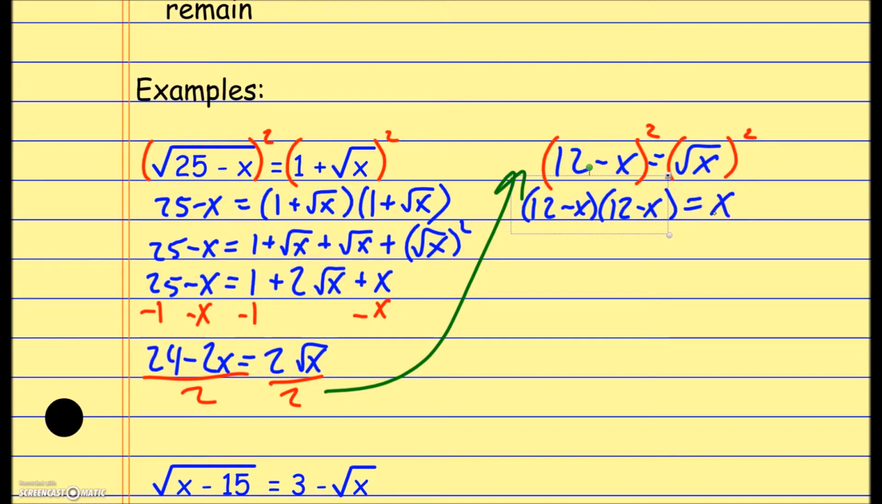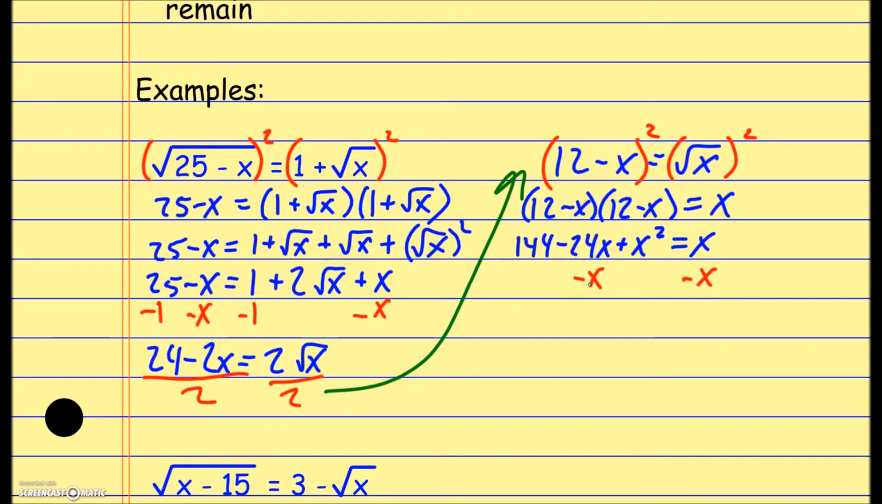And that's going to just equal an x. The root and the exponent cancel each other out. And so now from here, I've just got to multiply this thing out. That's going to give me a 144 minus 24x plus x squared. And now I'm going to go ahead and subtract the x from each side, get everything over to one side.